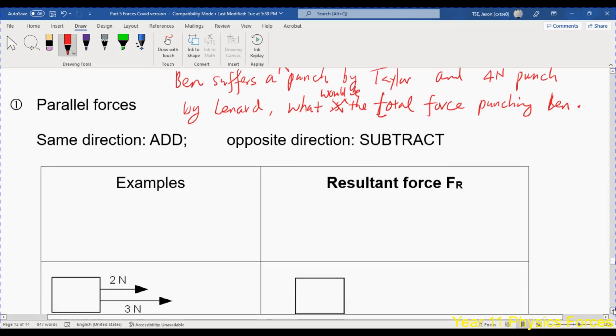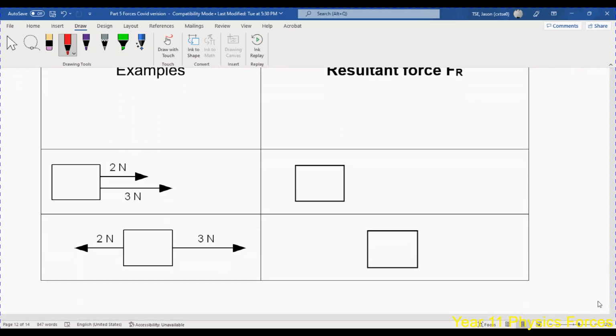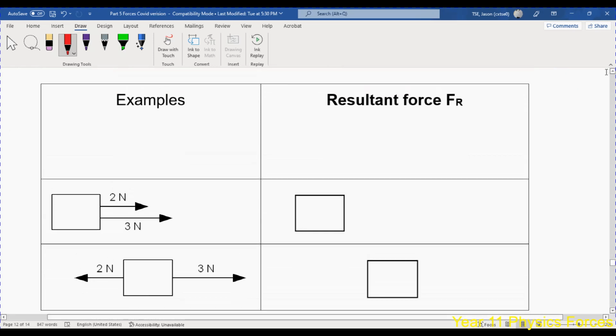So I give you some examples first. For example, if there are 2 Newton and 3 Newton acting on a block, what would be the resultant force? That should be 5 Newton. Why? Because both 2 Newton and 3 Newton are acting in the same direction, so you add them up. So it's 5 Newton.